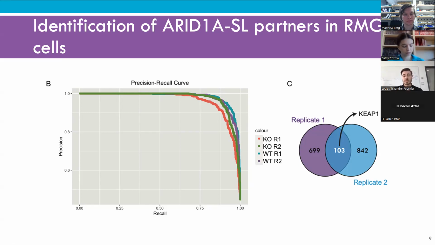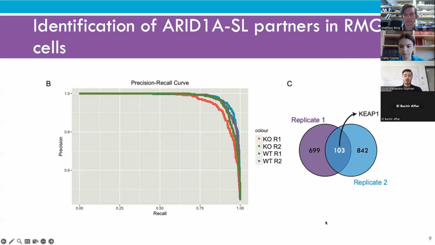When we overlap the hits between the two replicates of our screen, and I'm showing here fitness genes that are associated with ARID1A-deficient cells specifically, we find a significant overlap of 103 genes between our replicates that we've dubbed our consensus data set of ARID1A synthetic lethal partners. One of which is KEAP1, and I'll touch upon that very soon.